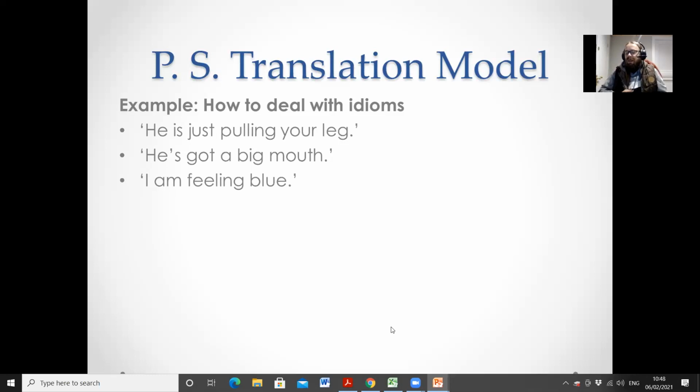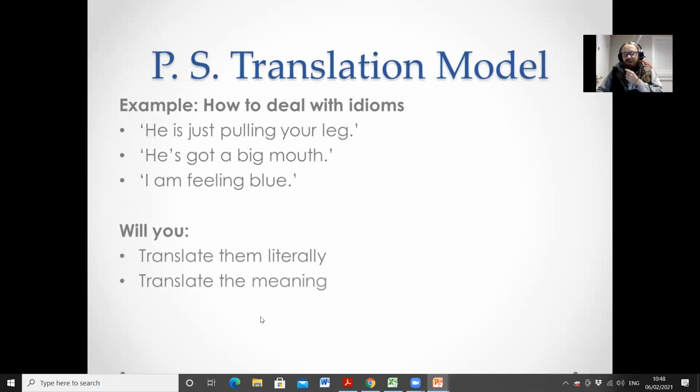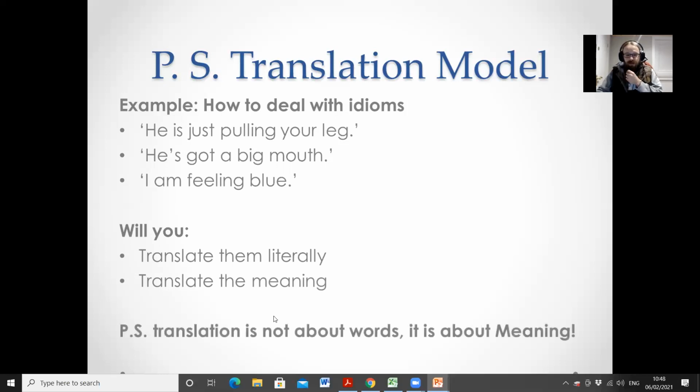What's important is that a client realizes that he's just teasing you, he's just having a laugh, or he's just saying something slightly inappropriate in that particular example. Same thing for these other idioms. Would you translate them literally, or would you focus on the meaning? And as public service interpreters and translators, we would focus on the meaning of what they're trying to say, because that's what's important for us. And all of this to say that translation is not about words, it is about meaning.